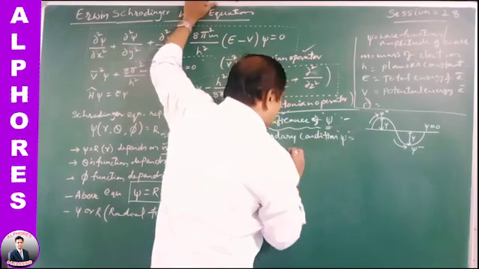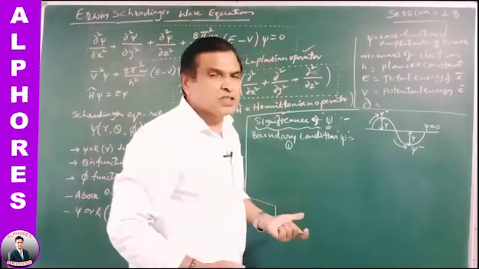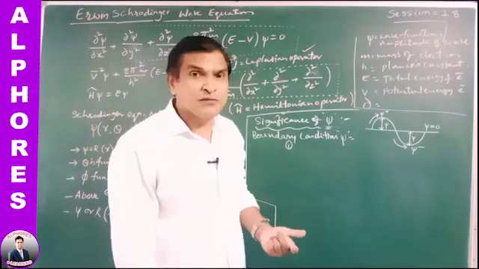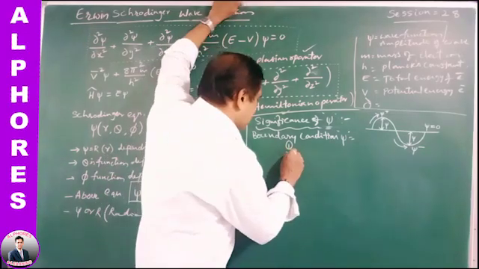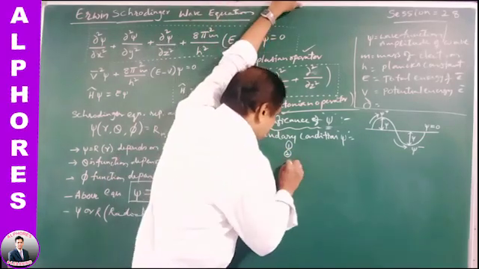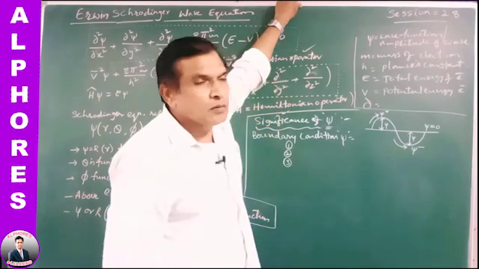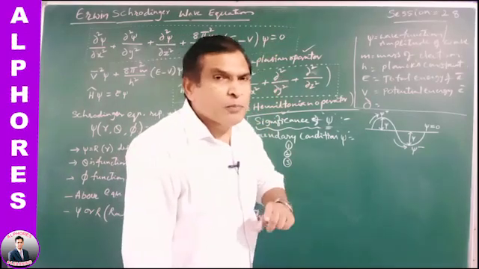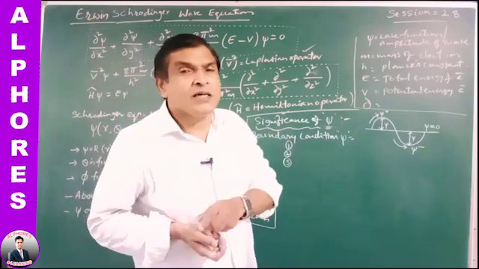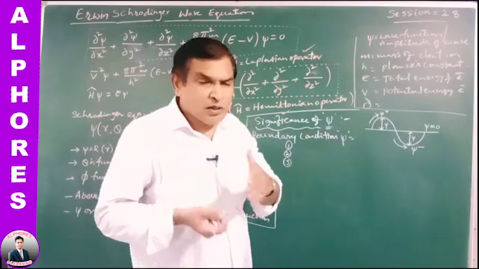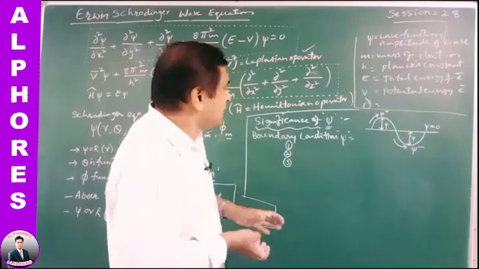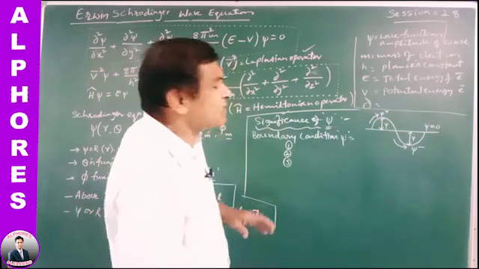What are the boundary conditions of psi? Psi must be finite, not infinite. That means a definite value. Second, psi must have a single value. And third, the maximum probability of finding the electron from plus infinity to minus infinity. Now these are the three boundary conditions.